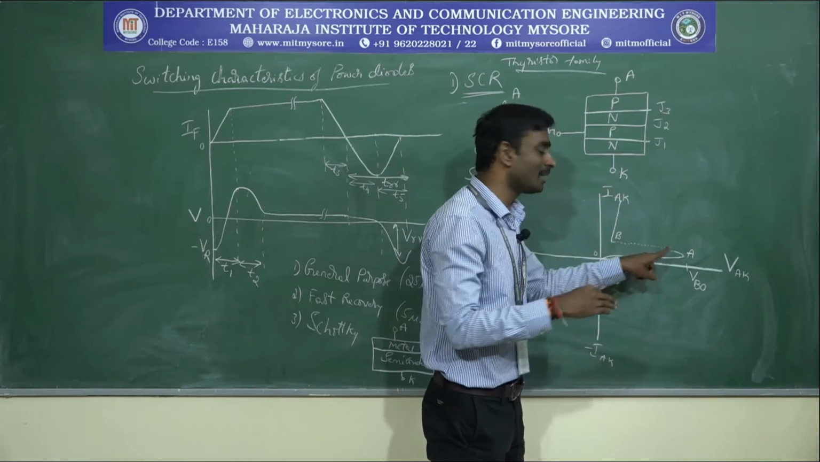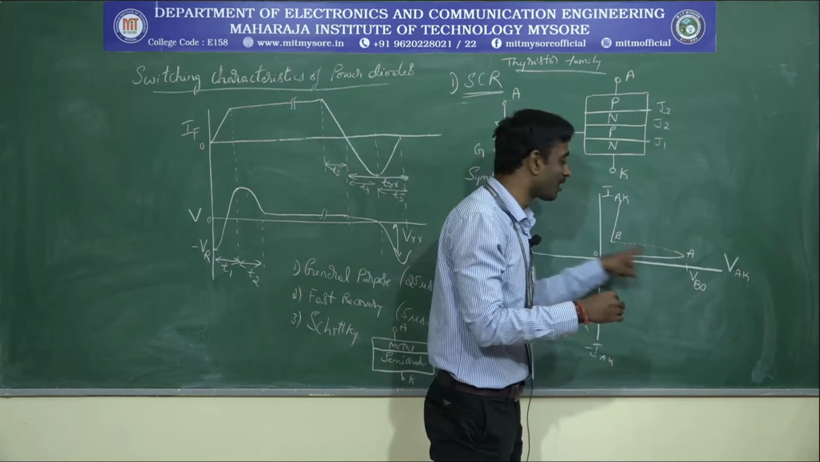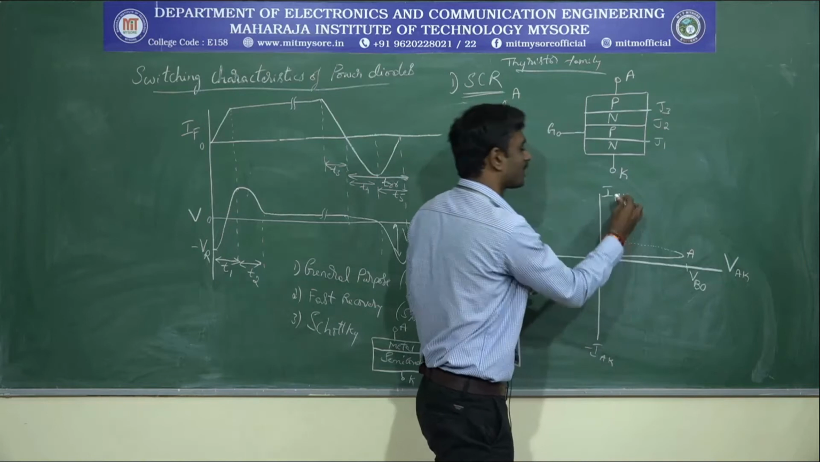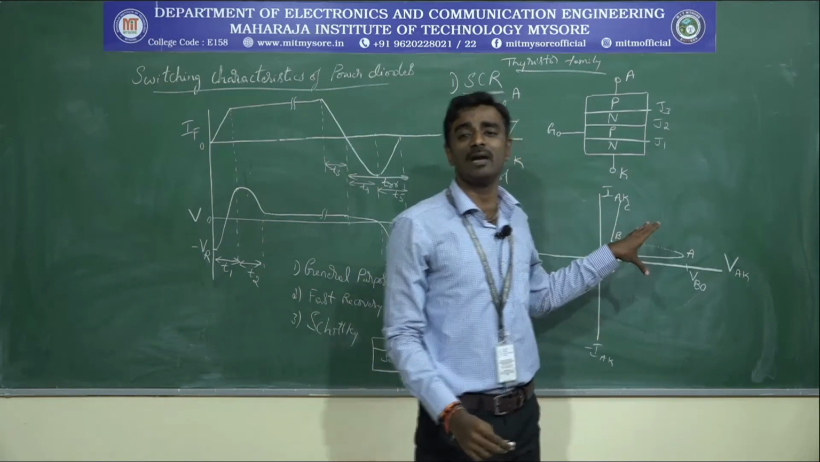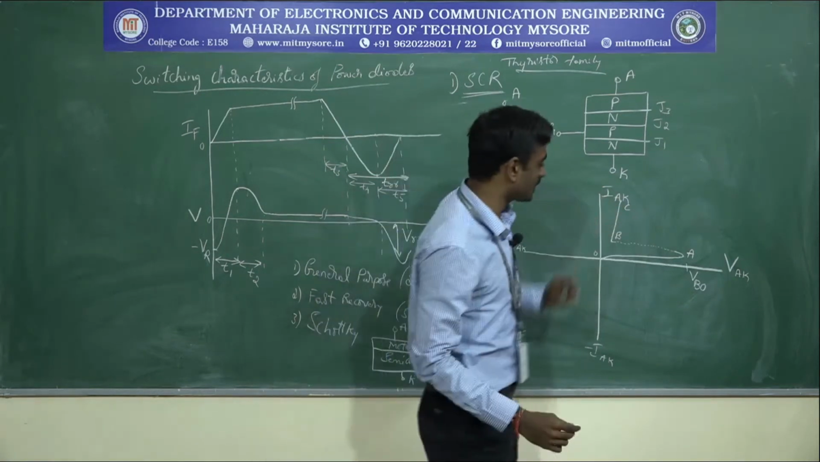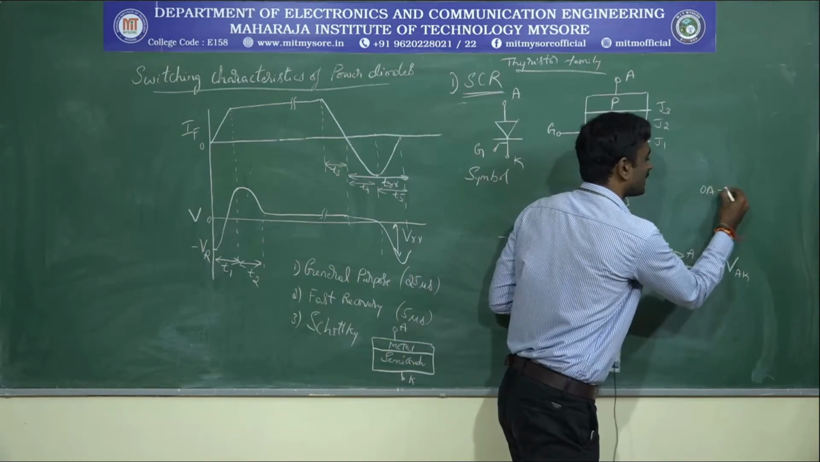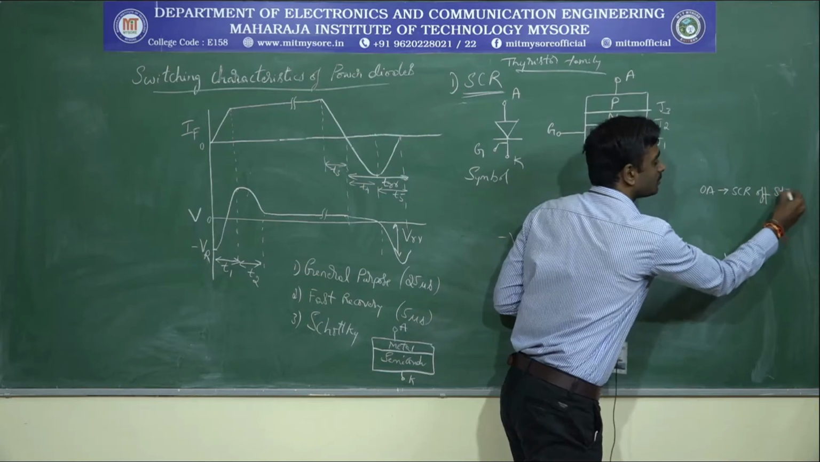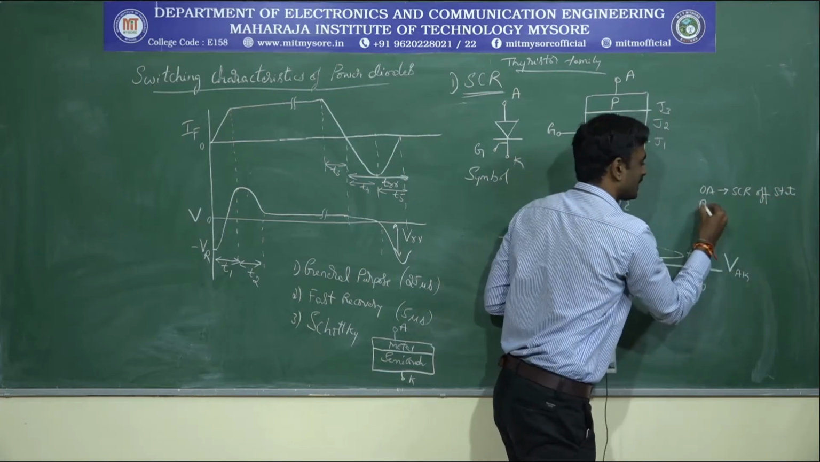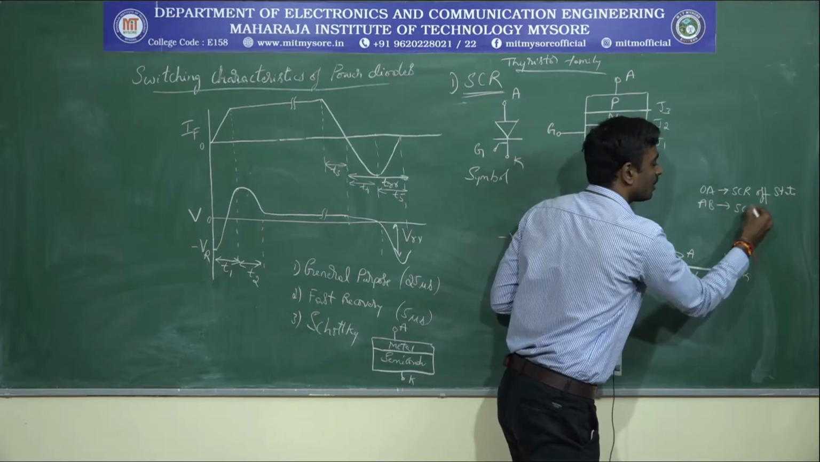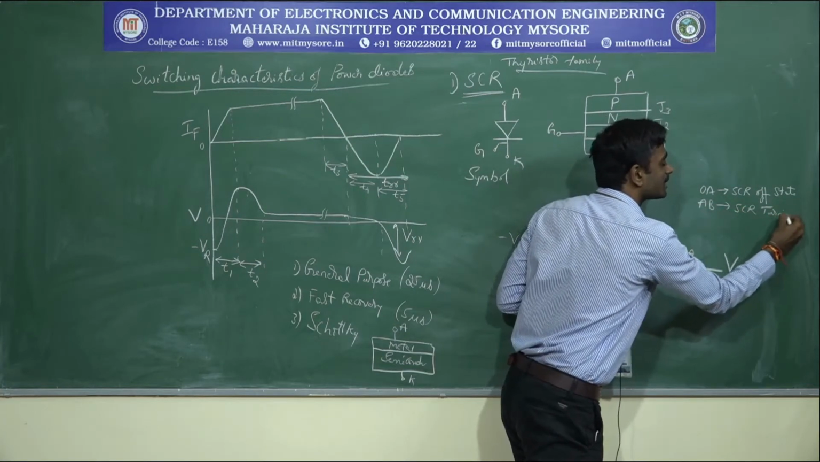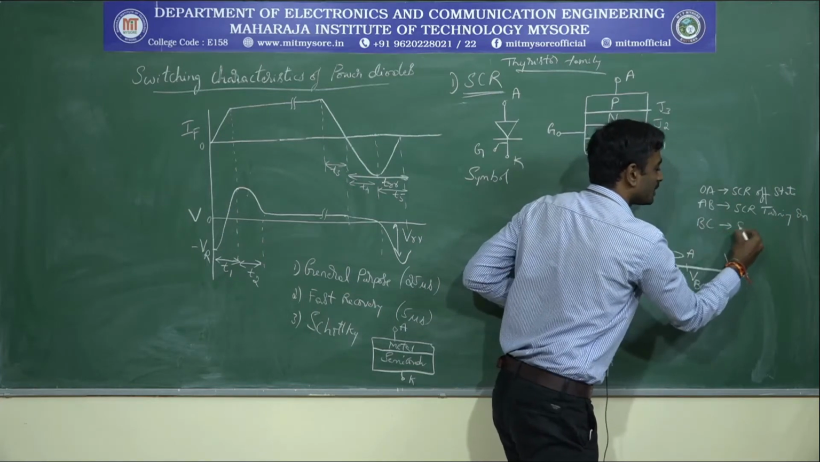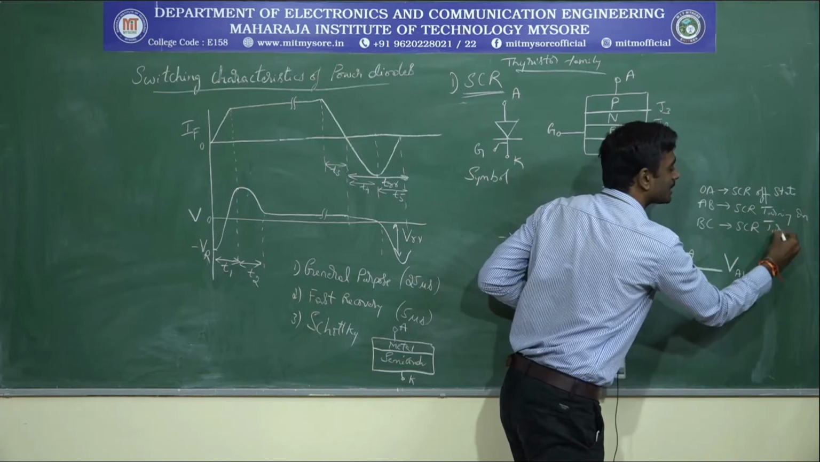It is not fully turned on, it is going to turn on. It is a turn on state. When it reaches the B value, from B to C your SCR will be in the on state. So these are the three regions: from O to A, your SCR will be in the off state. From A to B, the SCR is turning on, and from B to C, the SCR is already turned on.